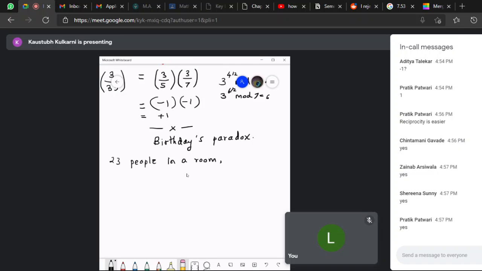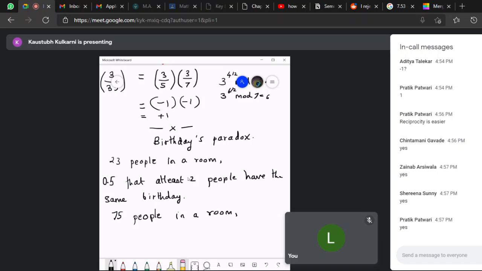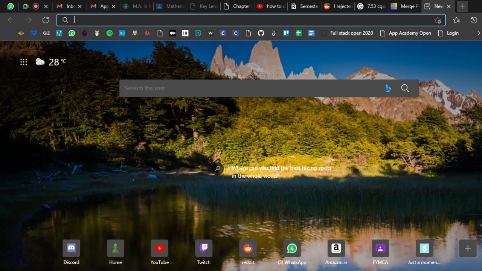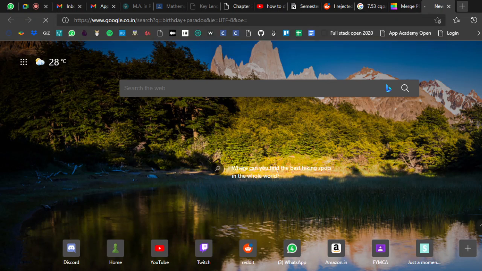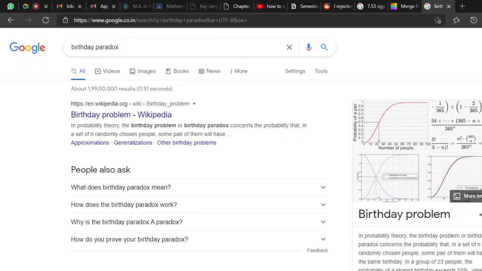If there are 23 people in a room, then there is a 50% chance, or 0.5 probability, that at least two people have the same birthday. Further extending this, if there are 75 people in a room, there is actually a 99.99% chance in terms of probability, 0.9999, that at least two people have the same birthday.